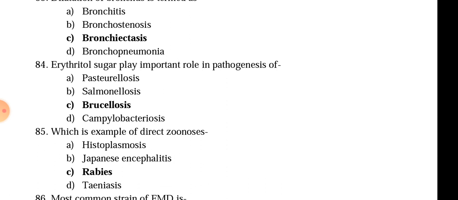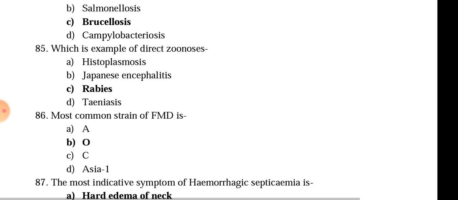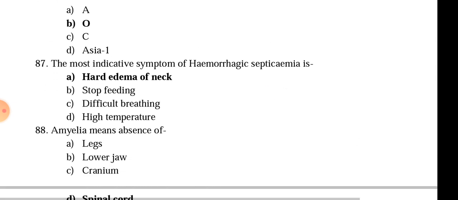Which is an example of direct zoonosis? Rabies is an example of direct zoonosis. The most common strain of FMD is O. The most indicative synonym of hemorrhagic septicemia is hard edema of the neck. Bottle edema is observed in fasciolosis, and neck edema is observed in hemorrhagic septicemia.